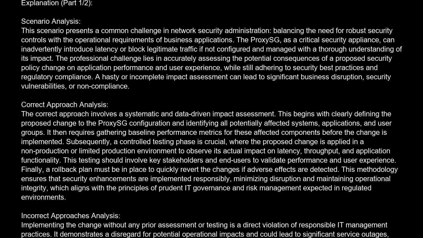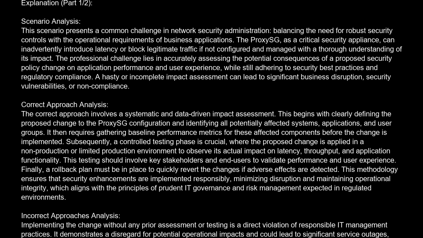This methodology ensures that security enhancements are implemented responsibly, minimizing disruption and maintaining operational integrity, which aligns with the principles of prudent IT governance and risk management expected in regulated environments.